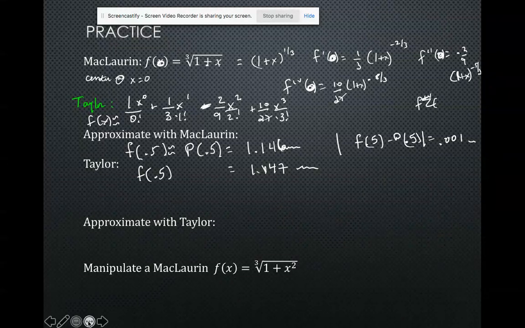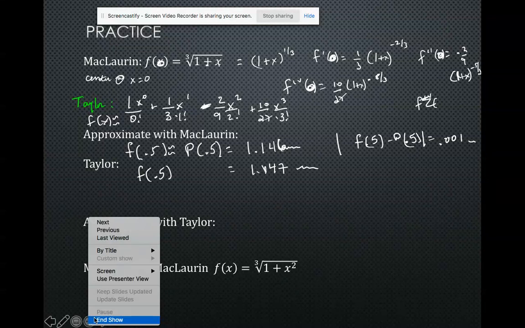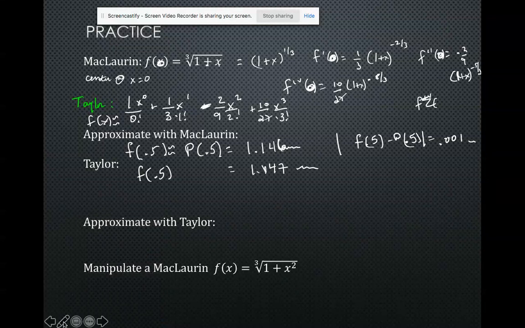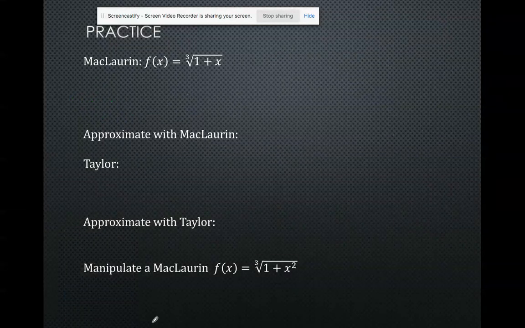You will have your calculator on the quiz. All right, that was a Maclaurin. Now they want me to do the same thing with the same function, give me a Taylor, which is not centered at 0.